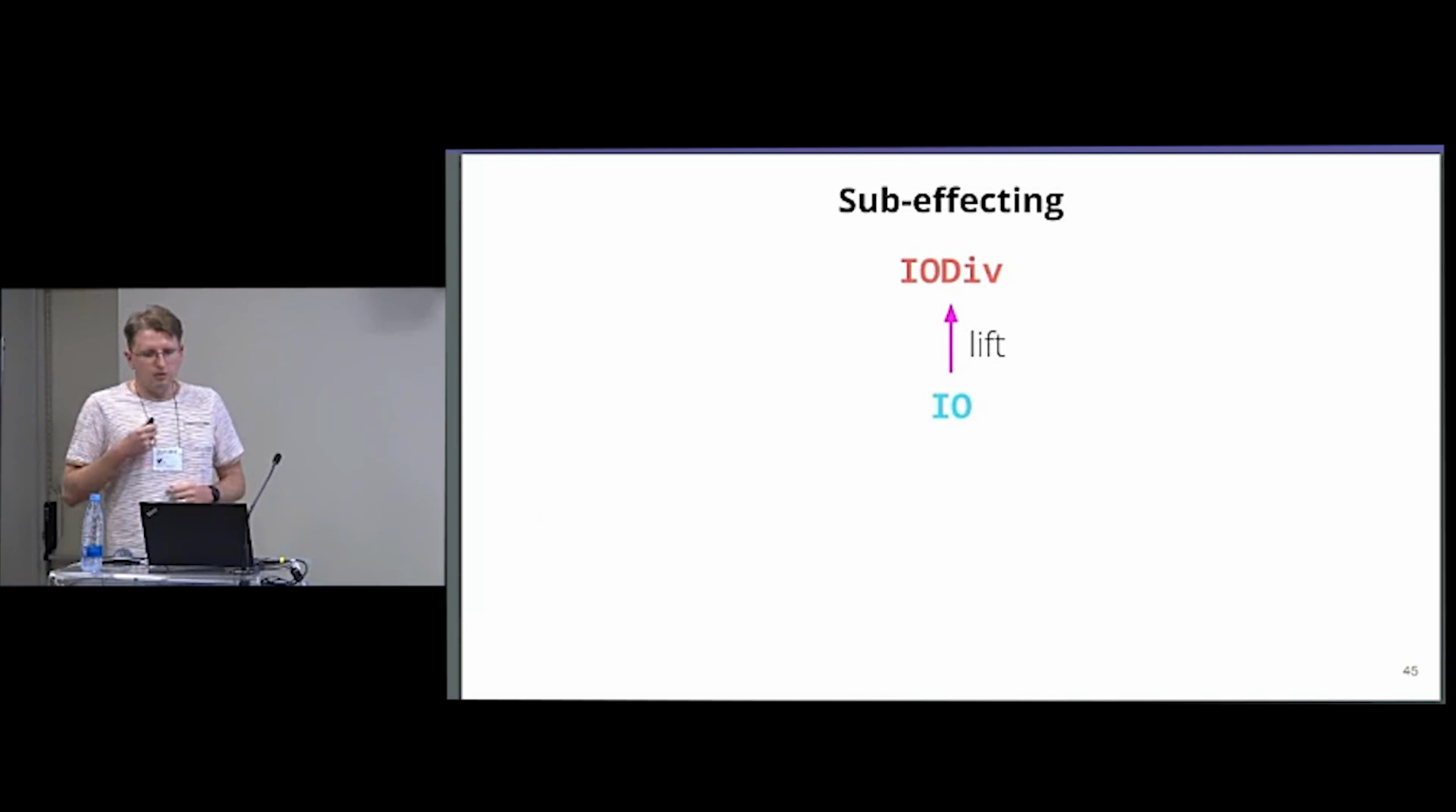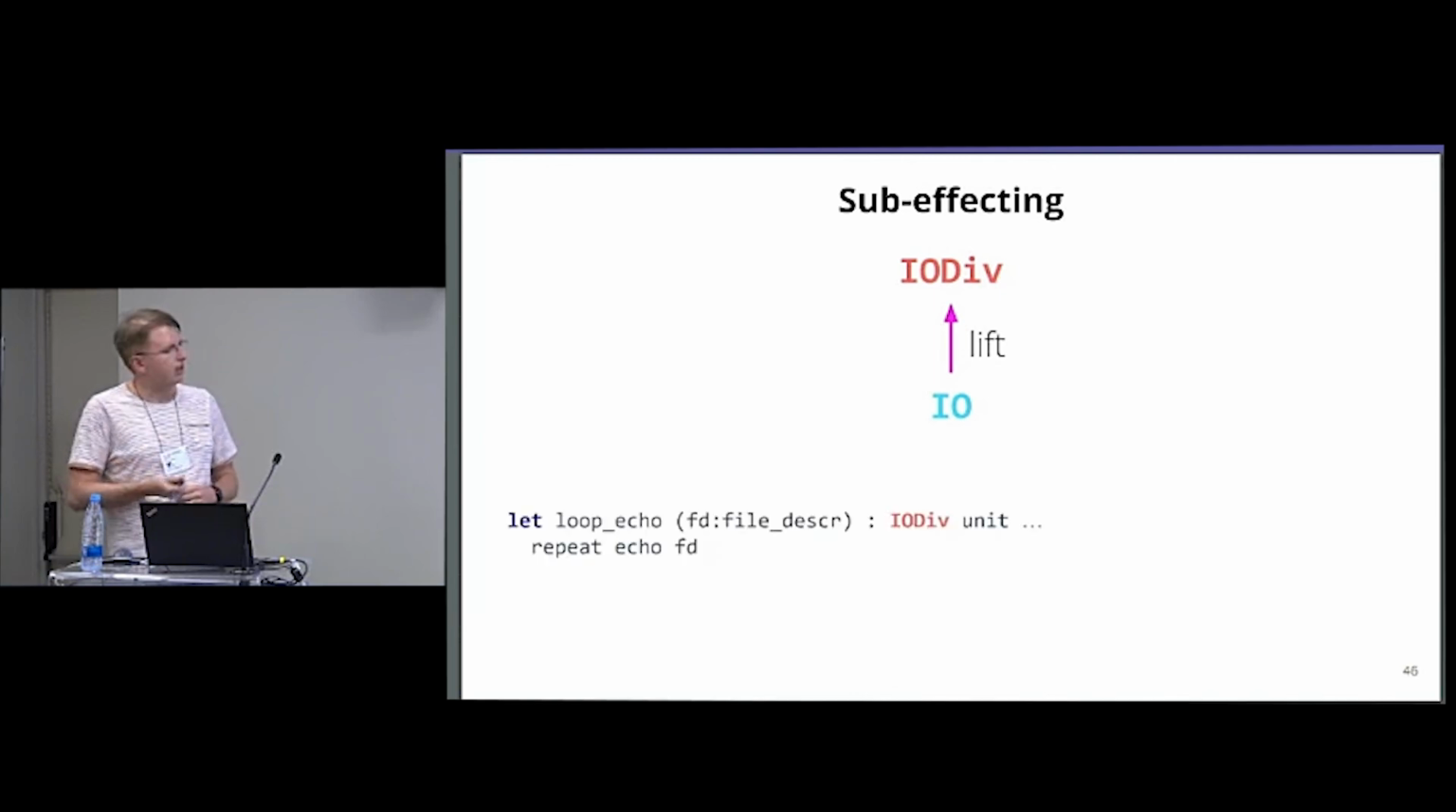And actually, in the example I showed you earlier, there is a lift that's done automatically, because the echo is still in the IO effect. It's the same echo I showed you on the first slides. But then F* lifts that to IODiv to be able to give it to repeat and to be able to write this loop echo.